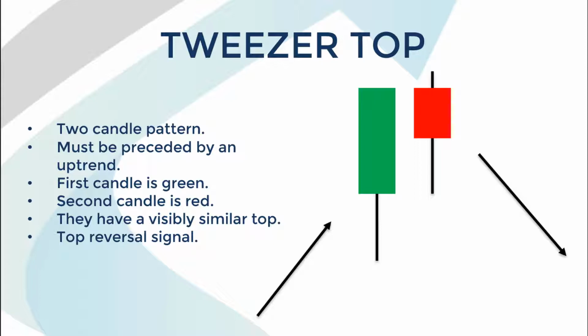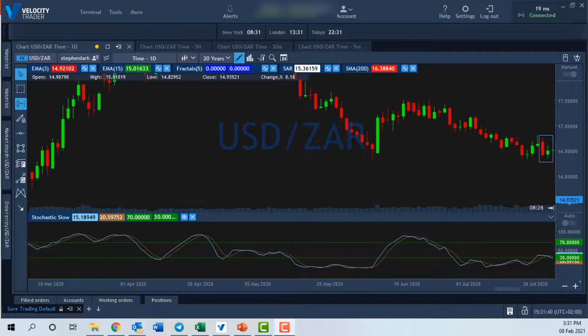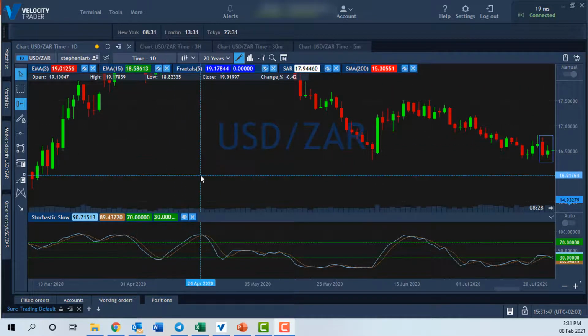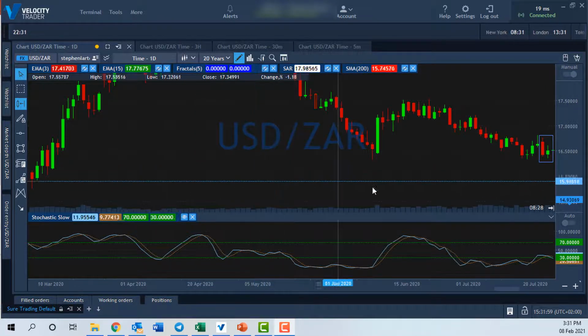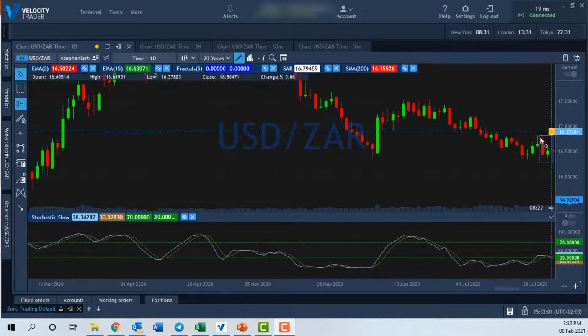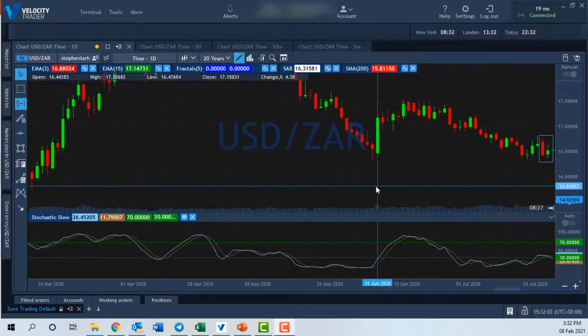So let's go and have a look at a chart where I've got a few examples for you. Having a look at the chart, you can see I'm on a US dollar ZAR 1-day chart. This is the Velocity Trader platform, and I've identified some tweezer tops and bottoms, and let's just go through them quickly. Let's start with this one that I've put a square around on the edge of the screen.